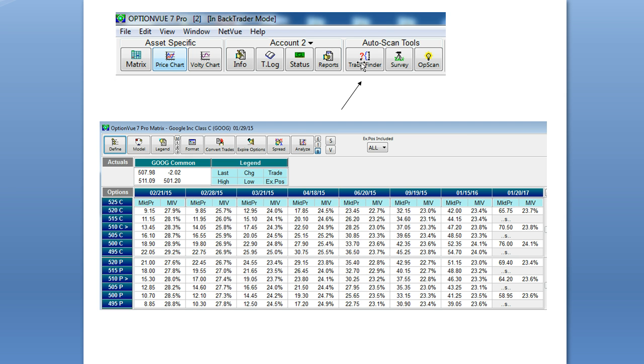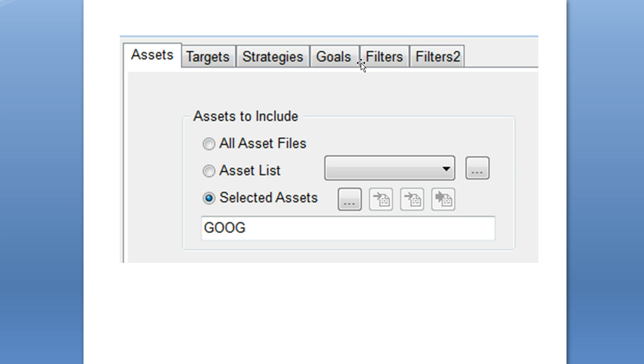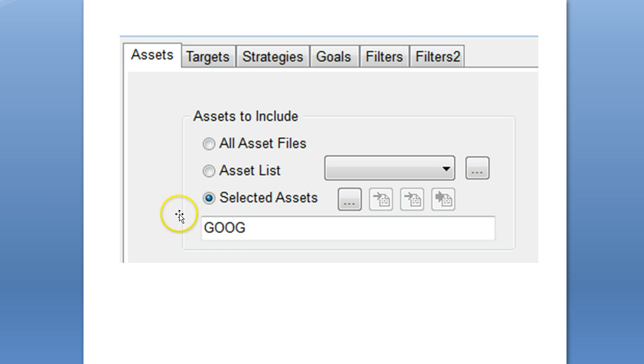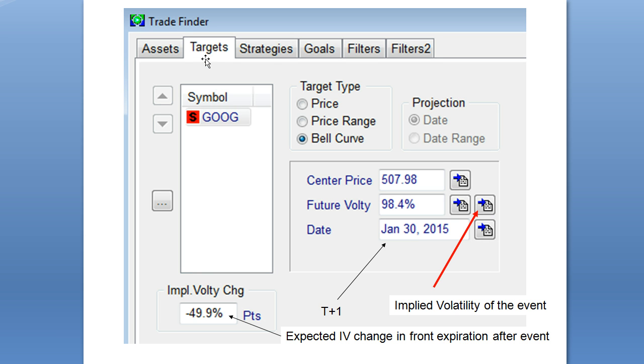So watch this. We're going to click TradeFinder. It brings up a screen where you have 6 tabs. We'll address each of these tabs relative to the Google matrix that we have here. So Google is trading around 508. We have good data. We're going to bring in selected assets. We're going to bring in Google. Then we're going to click the next tab labeled Targets. And in Targets, we're going to select the target for Google. Where is Google going to go in one day?